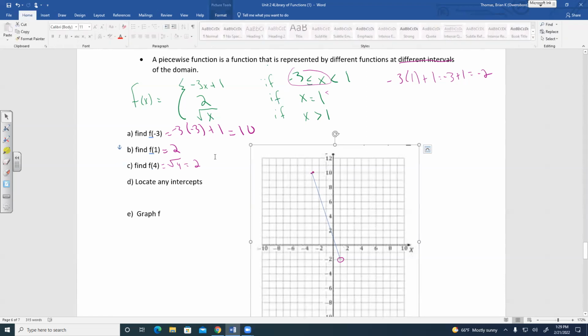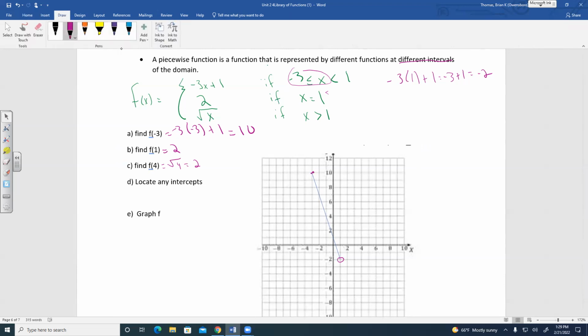So that's not bad. Notice that this is going to be one endpoint, but this other endpoint is actually going to be an open point because it's less than 1. So when I graph x equals 1, notice it's going to be a constant function of 2. So at that spot there, 1, 2 is going to be a spot on the graph.